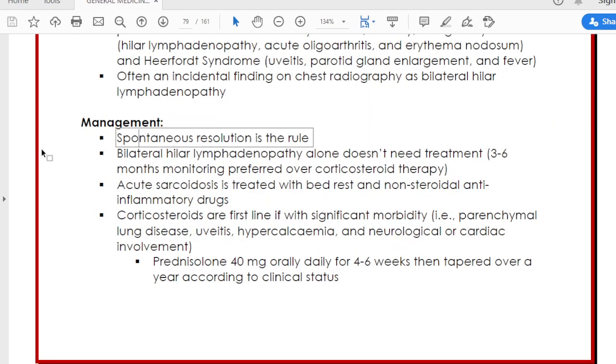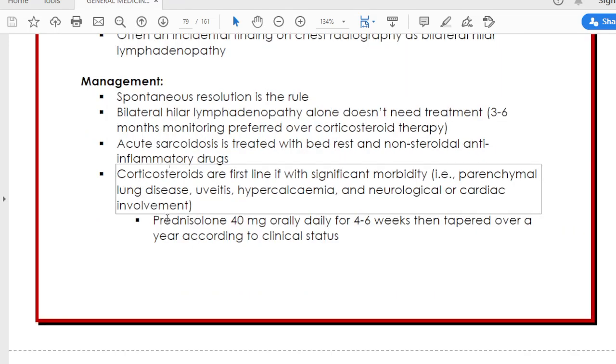Management: spontaneous resolution is the rule. Bilateral hilar lymphadenopathy alone doesn't need treatment; 3 to 6 months monitoring is preferred over corticosteroid therapy. Acute sarcoidosis is treated with bed rest and nonsteroidal anti-inflammatory drugs. Corticosteroids are first line if there is significant morbidity, i.e., parenchymal lung disease, uveitis, hypercalcemia, and neurological or cardiac involvement.